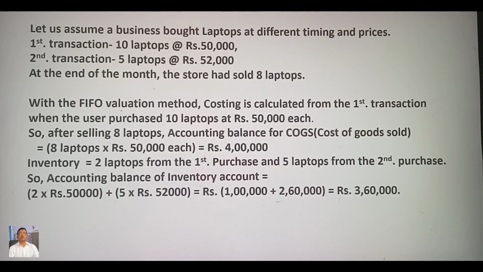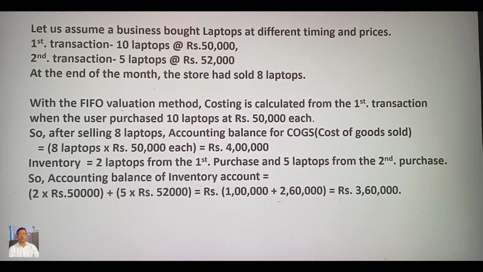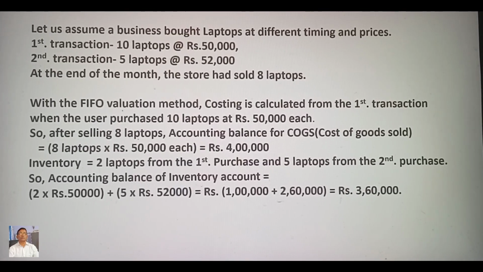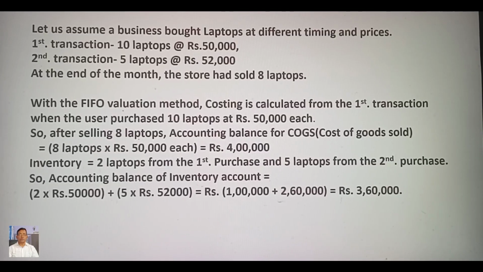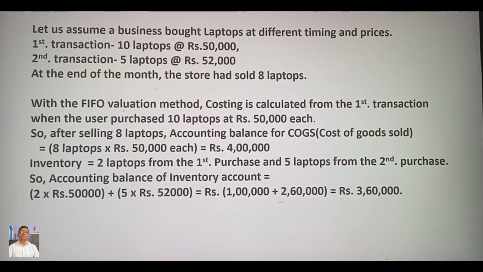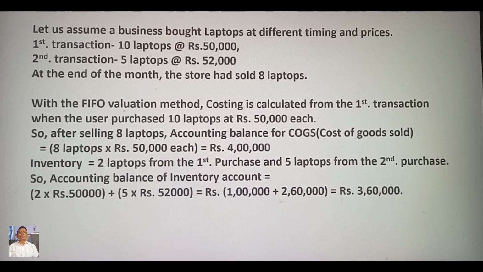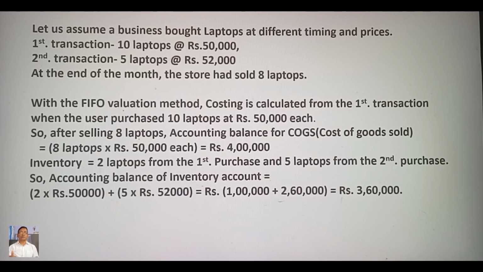Inventory is equal to 2 laptops from the first purchase and 5 laptops from the second purchase. So, accounting balance of inventory account is equal to 2 into rupees 50,000 plus 5 into rupees 52,000, which is equal to rupees 1 lakh plus 2,60,000, which is equal to rupees 3,60,000.